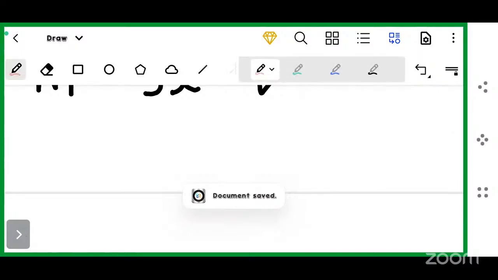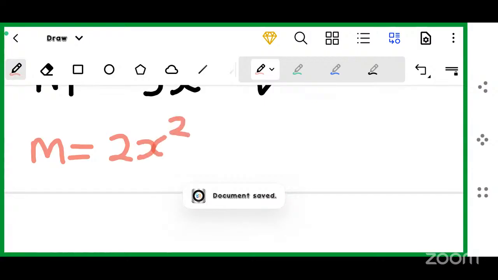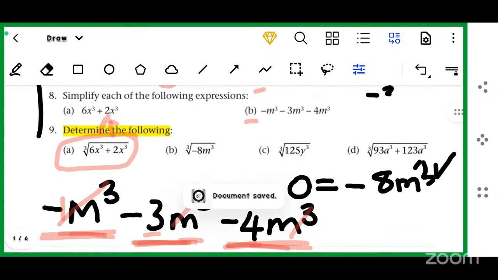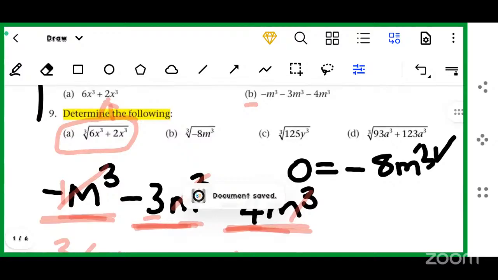I got 2x to the power of 3. 2x to the power of 2. 2x to the power of 3. Okay, let me see it. All right. Okay, so it's going to be 8.